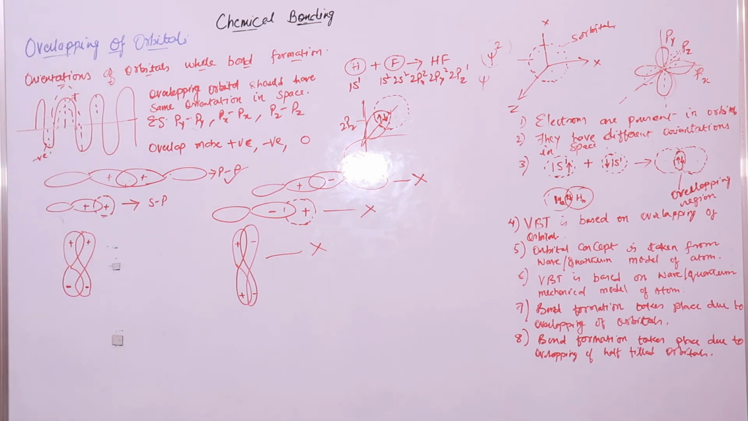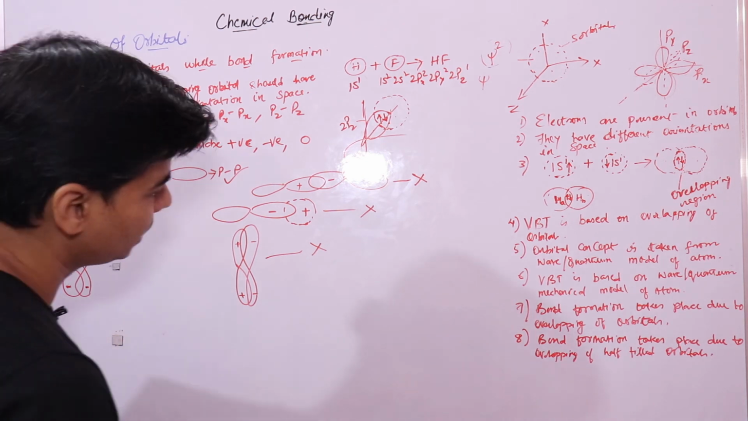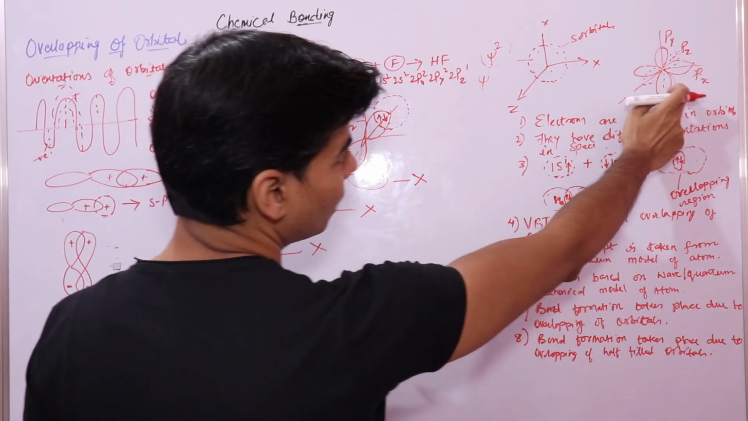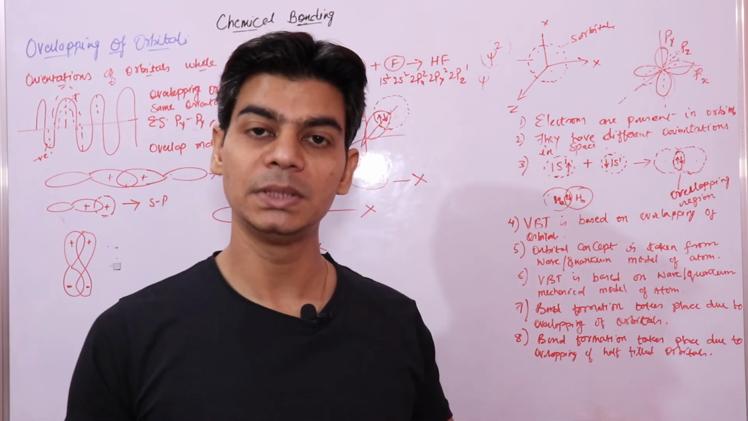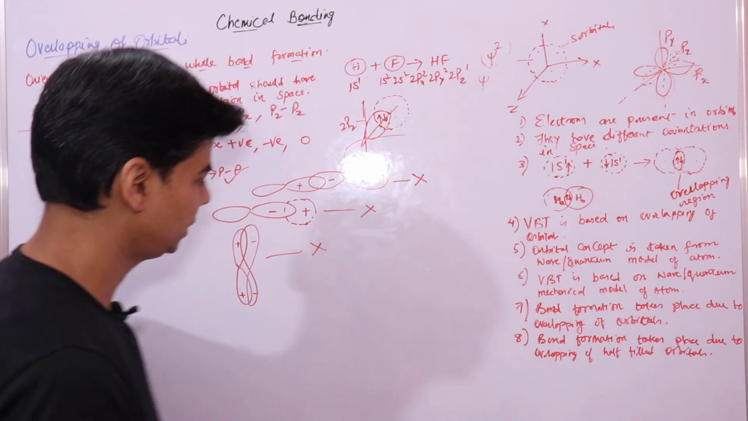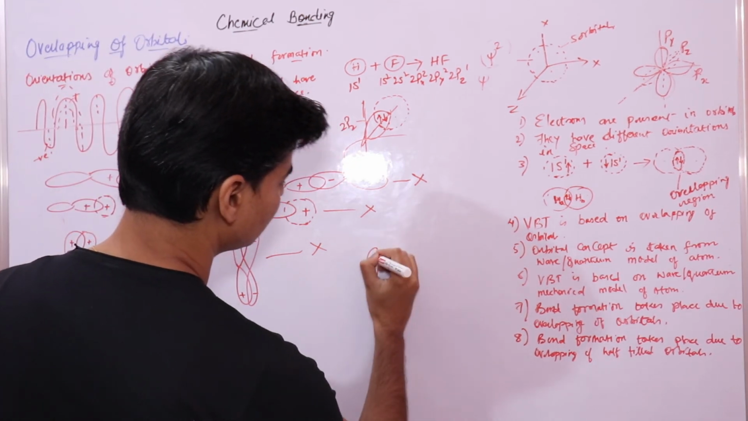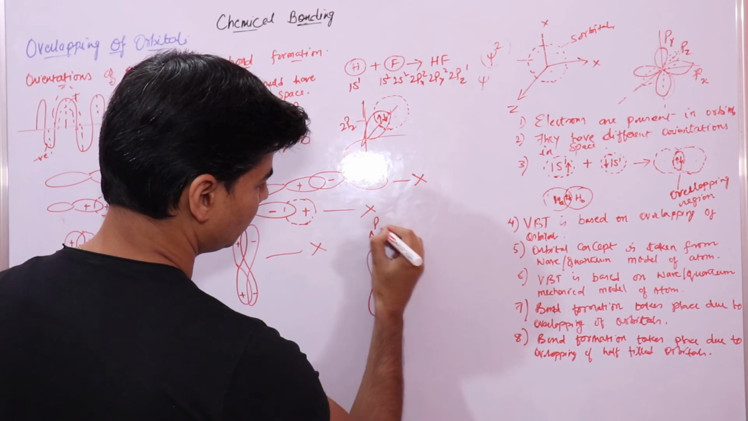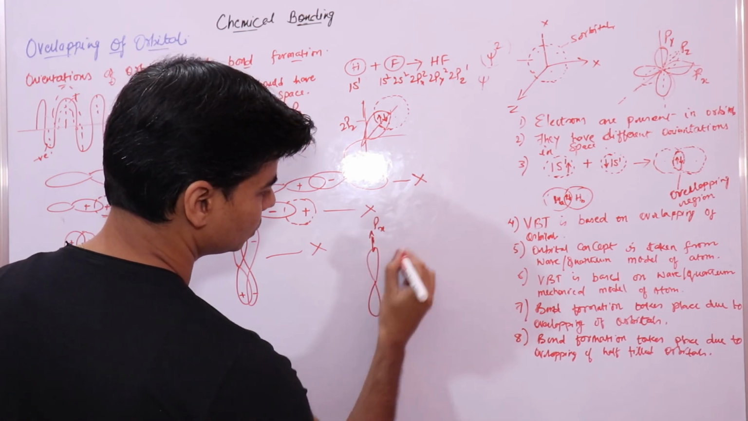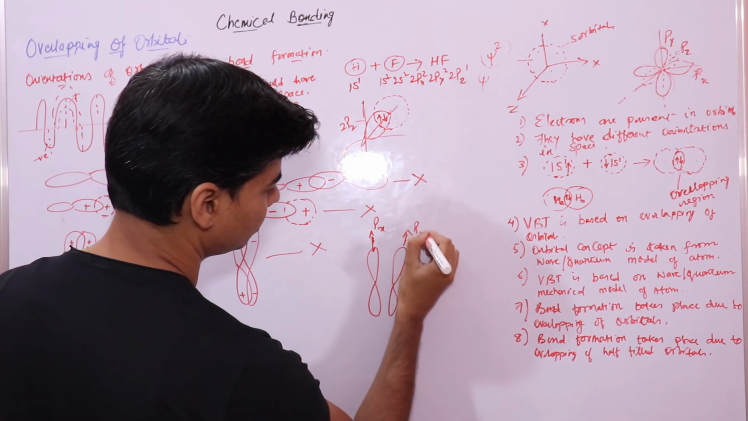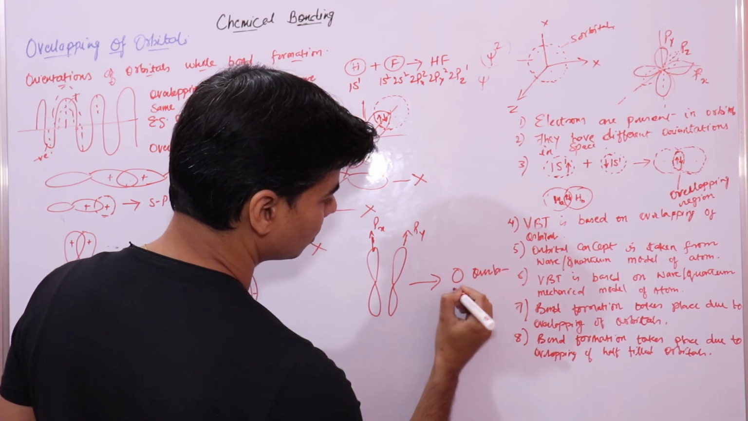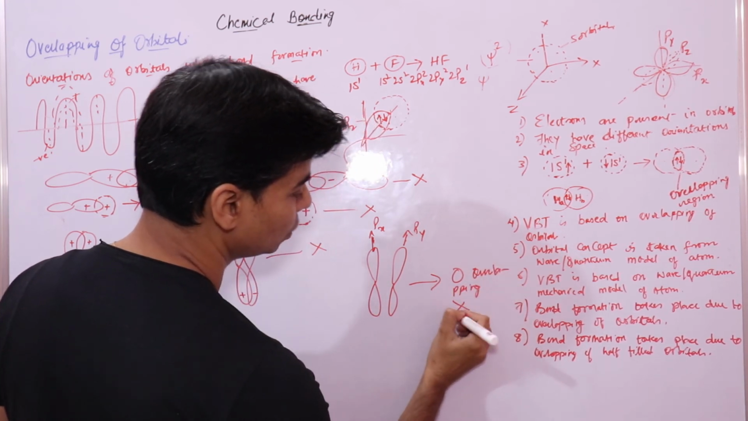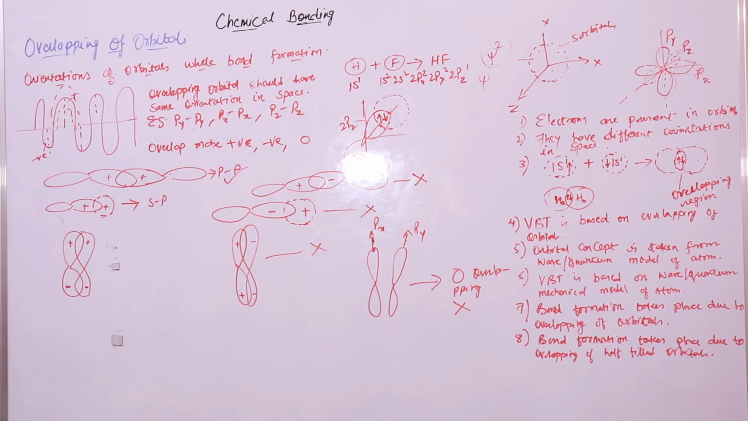Or there is something known as zero overlap, right? So what do we mean by zero overlap? By zero overlap we mean, like, if py and px orbitals try to overlap, they would be zero overlapping, there would be no overlapping, right? So like this, if this is your px orbital, and suppose this is your py orbital, this is your zero overlapping, that is, no overlapping, no bond formation, right?